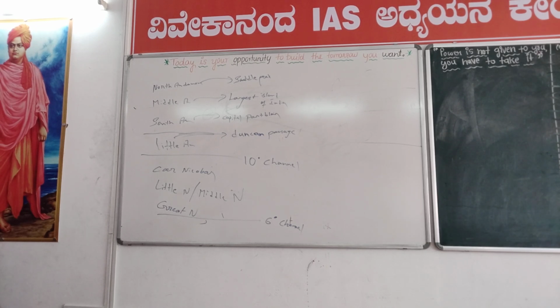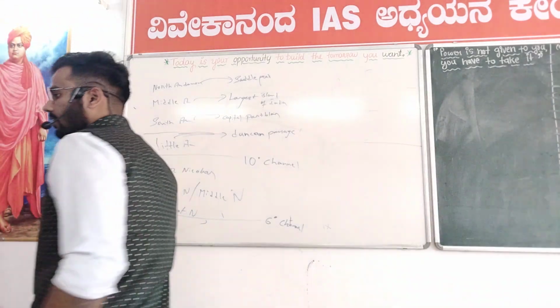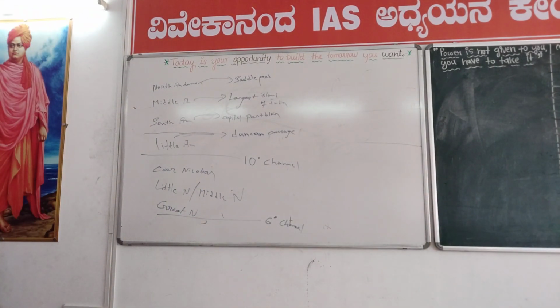Next, Project Snow Leopard. It was implemented mostly in the Himalayan states, in 2009. There is a Hemis National Park in J&K, where it was implemented. And Project Crocodile. It has been implemented well in the eastern coastal states like West Bengal and Odisha. That was in 1975. Then Project Rhino.